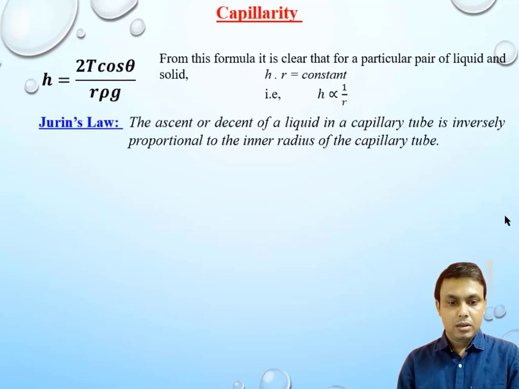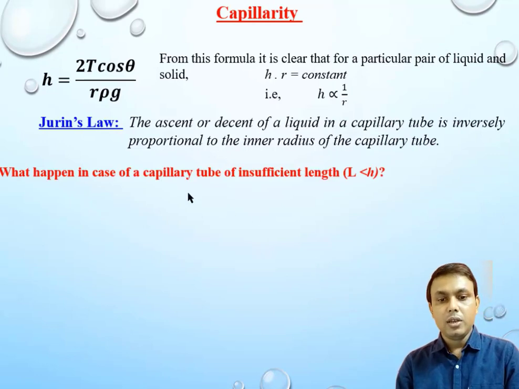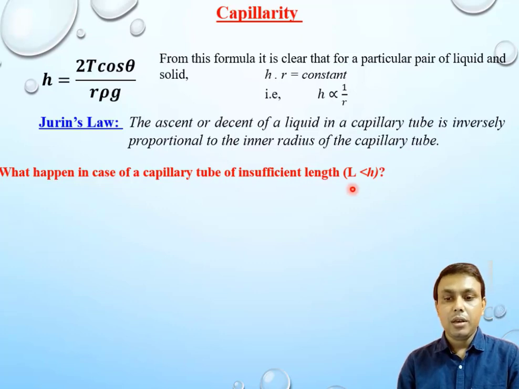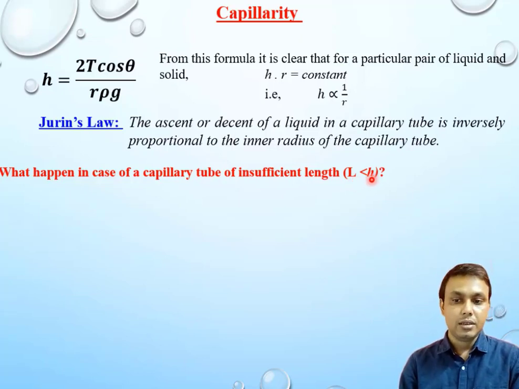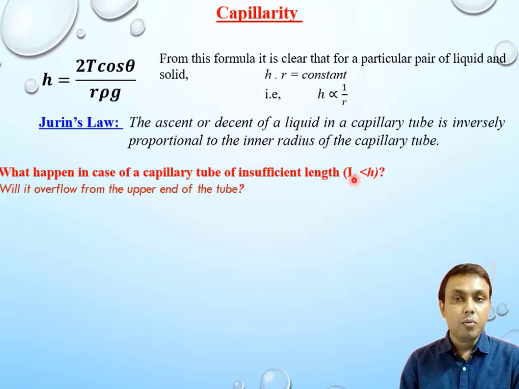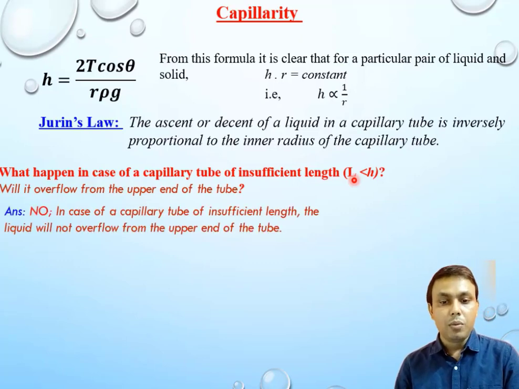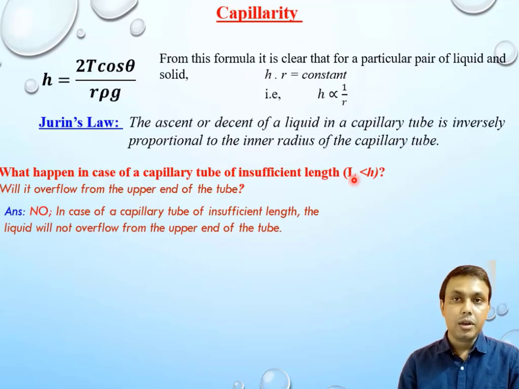Now what happens in case of a capillary tube of insufficient length? That means if I take a capillary tube of length L which is less than the normal capillary height h, অর্থাৎ সাধারণত যে হাইট পর্যন্ত তরল উপরে উঠে আমরা যদি তার চেয়ে কম দৈর্ঘ্যের কোনো ক্যাপিলারি টিউব নেই তাহলে কি ঘটবে? Will it overflow from the upper end of the tube? The answer is no. In case of a capillary tube of insufficient length, the liquid will not overflow from the upper end of the tube.